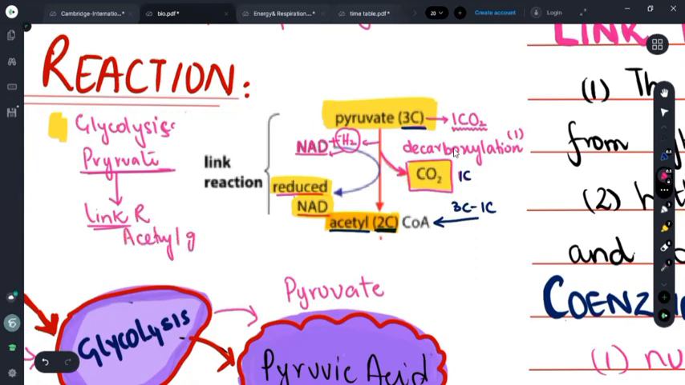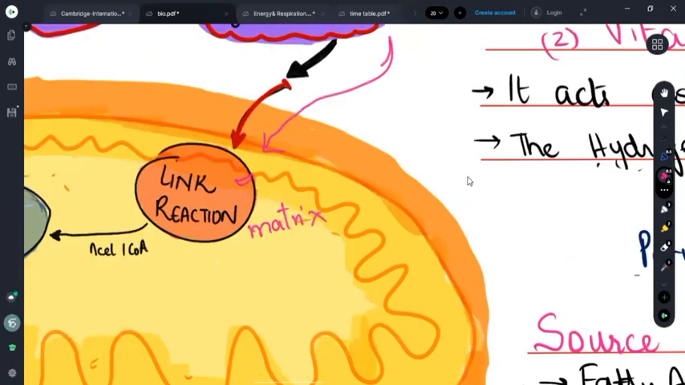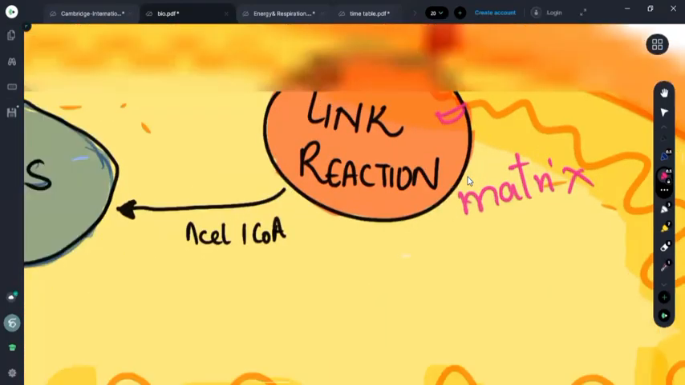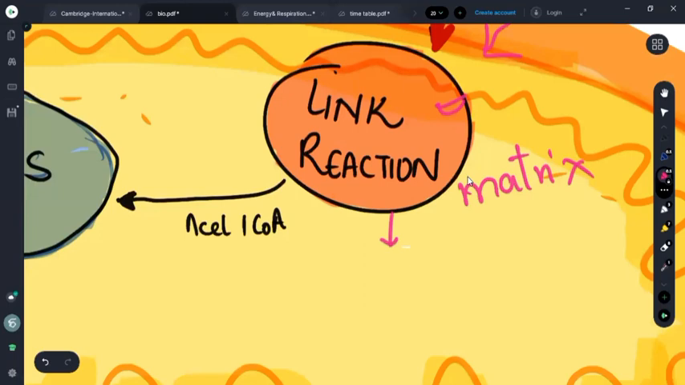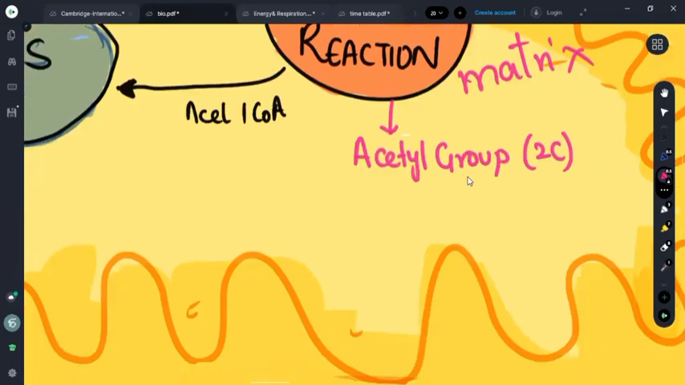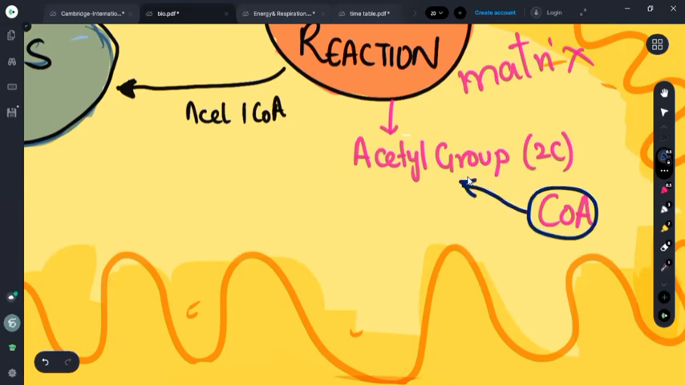Now, how does this product of the link reaction become the reactant in Krebs cycle? This link reaction forms the acetyl group, which is a 2-carbon compound. Now, what happens is a complex molecule, coenzyme A, comes from the mitochondrial matrix and gets attached to the acetyl group, forming a compound named acetyl coenzyme A.